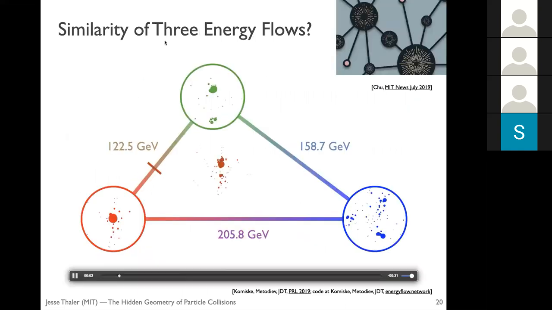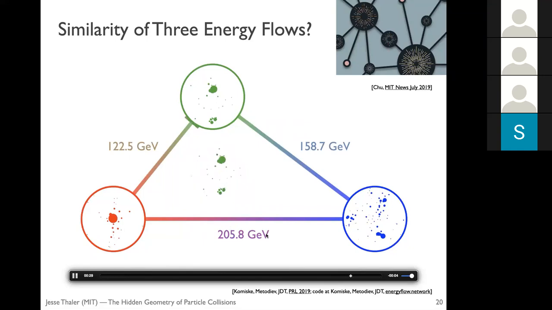If I want to show the similarity of three energy flows, here we have a red jet, a green jet, and a blue jet. Again, these are single points in this abstract space. And now I'm showing the transportation plan to convert one to the other. That then corresponds to a distance in this abstract space. And you can check for yourself that these three events actually satisfy the triangle inequality. I plotted those distances here.